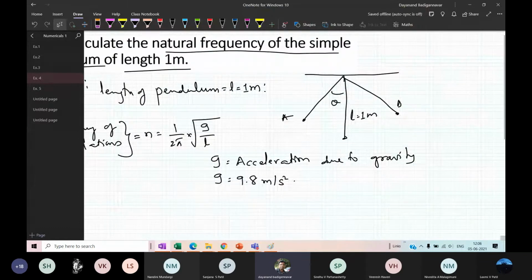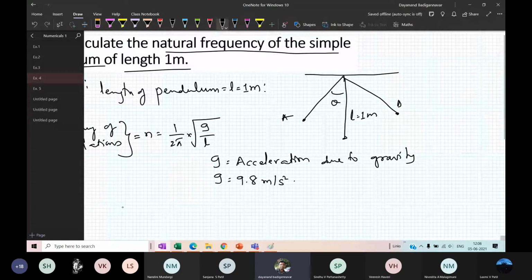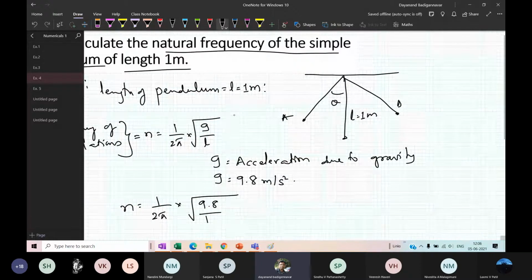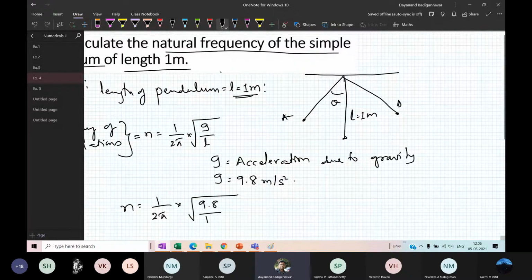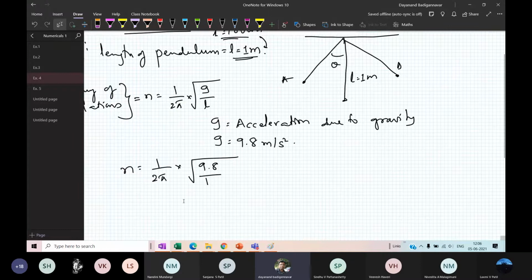Okay, so n is equal to 1 upon 2 pi into root of g, that is 9.8 meter per second square. Length is 1 meter. I have to take it as 1. Sometimes they will give length in centimeters, 100 centimeters. Then you have to convert it into meters and substitute. Okay, clear? So calculate this and tell me the answer for n.